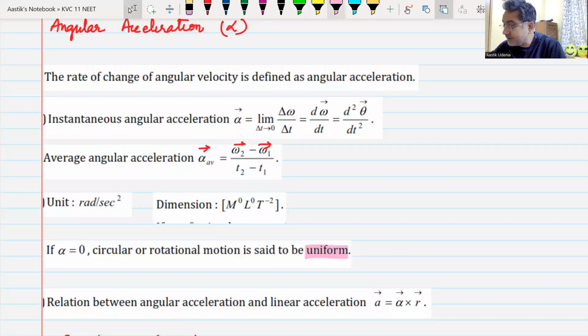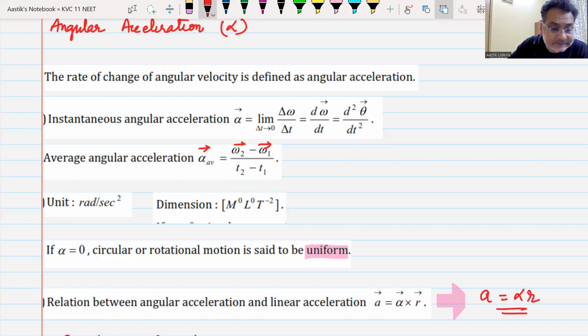And here write this formula. Acceleration is equal to alpha R. Please write it, beta. These are the two formulas that you have to use here.